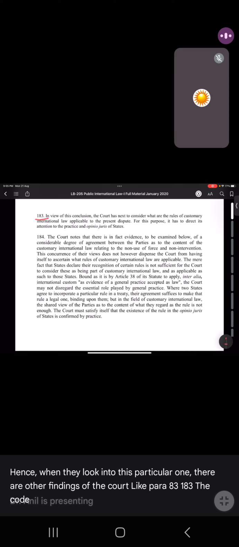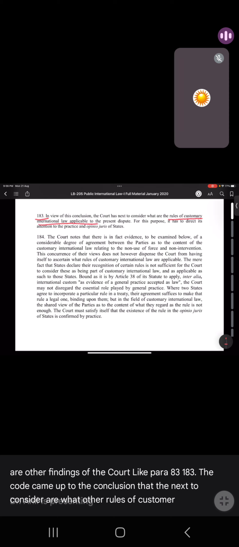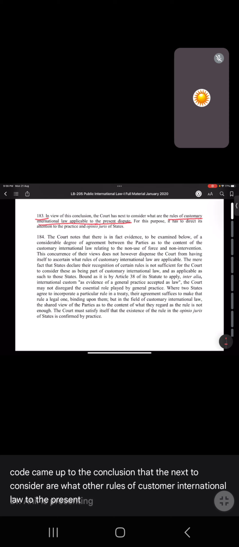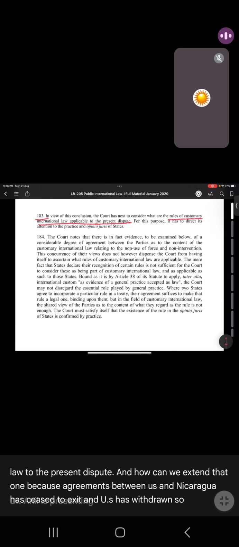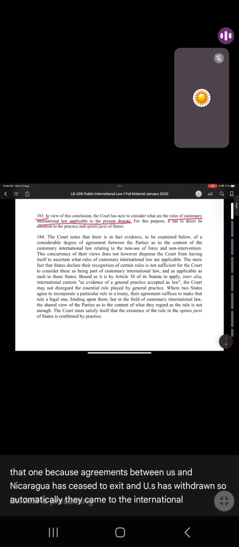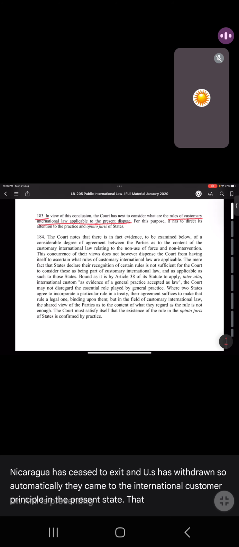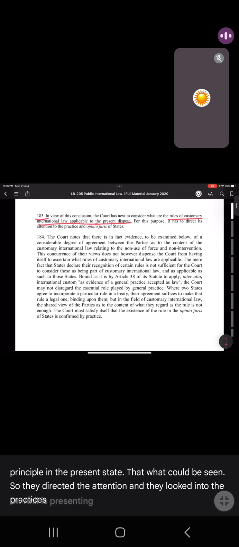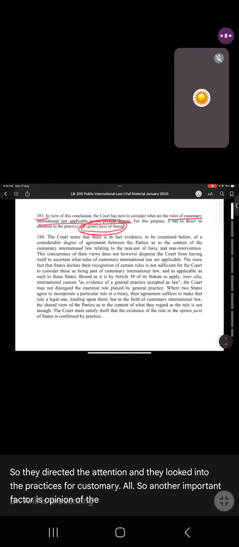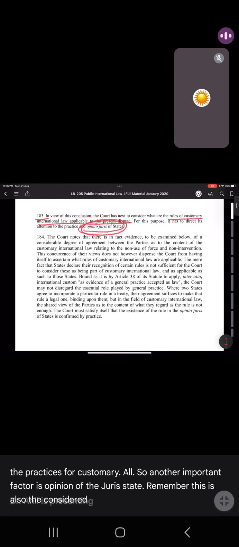The court came to the conclusion that the next thing to consider is what rules of customary international law apply to the present dispute, and how we can extend that, because the agreements between the US and Nicaragua have ceased to exist and the US has withdrawn. So automatically they came to the international customary principles in the present state, what could be seen. So they directed their attention and looked into the practices for customary law. Also another important factor is opinio juris. Remember, this is also a considered element that we look into.